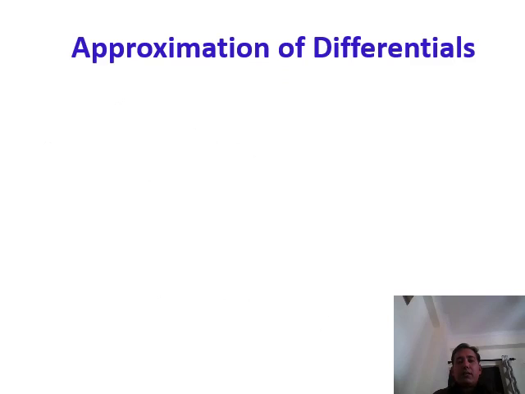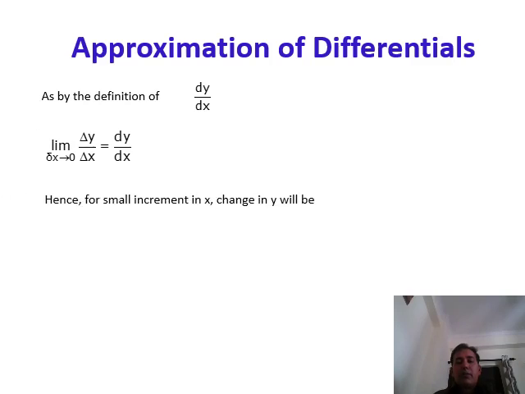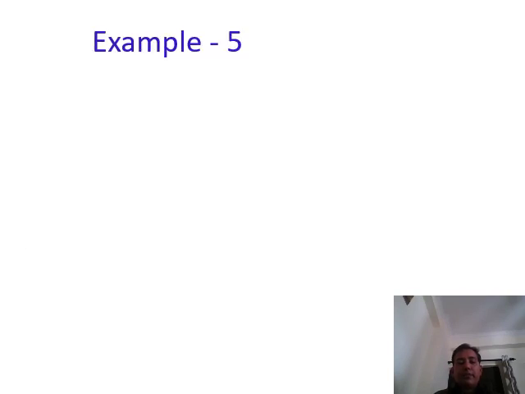Now, the second topic is approximation of differentials. By the definition of dy upon dx, limit delta x tends to 0, delta y upon delta x is approximately equal to dy upon dx. Hence, for a small increment in x, the change in y will be delta y is equal to delta x into dy upon dx. Hence, y plus delta y is equal to y plus dy upon dx into delta x.